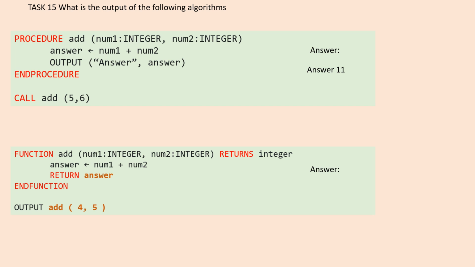There we go. And this one is a function. I can see it's a function. It says function and it returns a value. So output add 4 5.